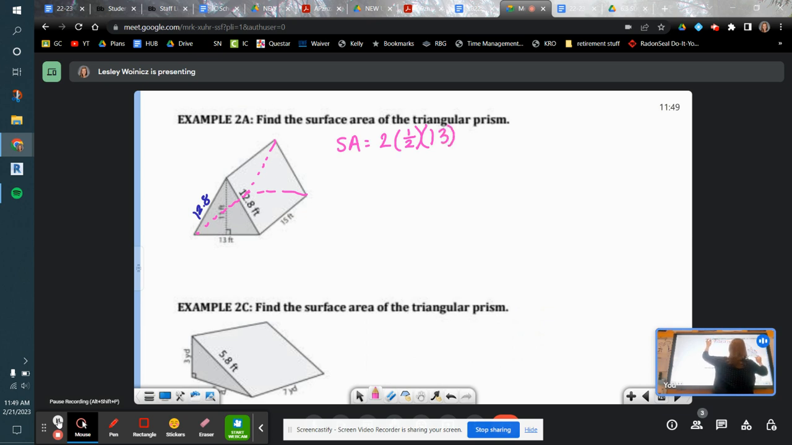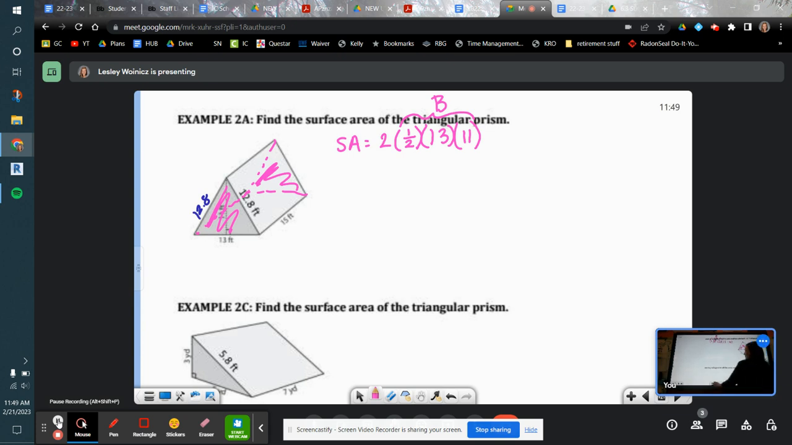Times the height of 11. Okay, so this is our B, our base. Everybody okay with that part? Not yet. Okay, so we're not done yet because we've only done this piece and this piece. Do you see that we have 3 more surfaces to go?